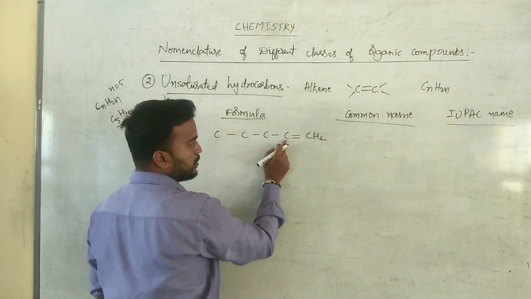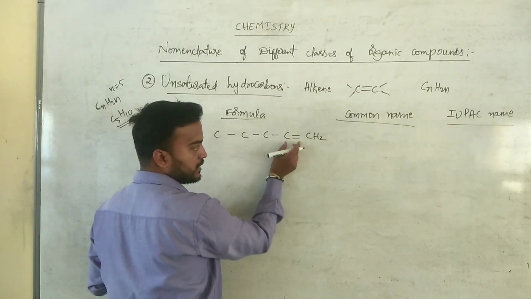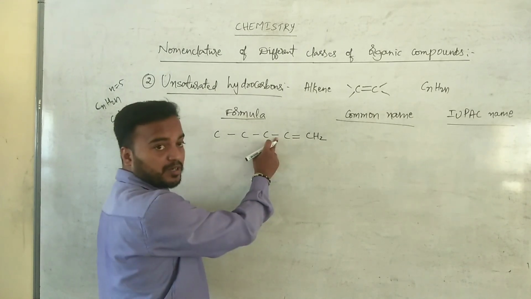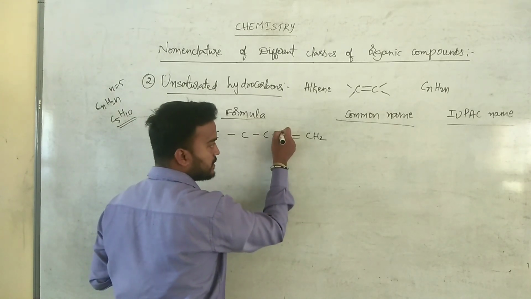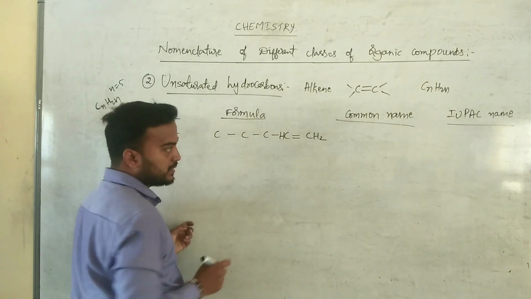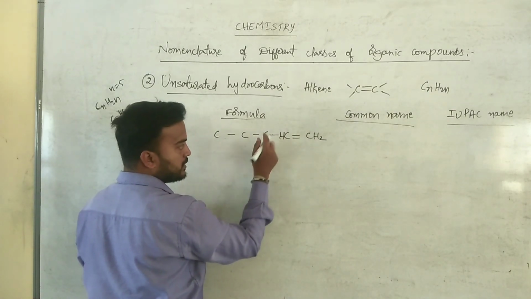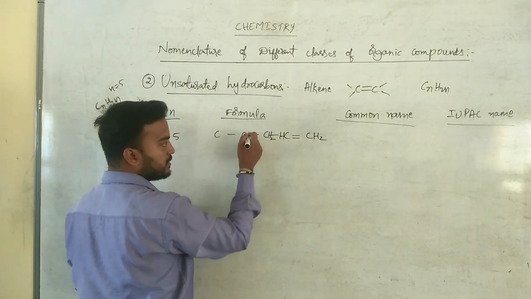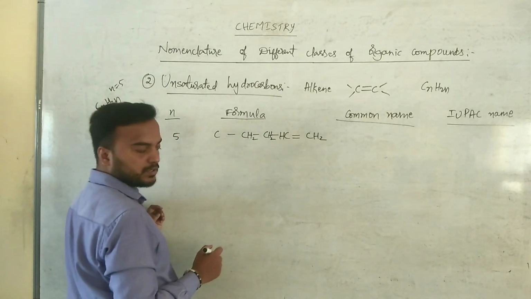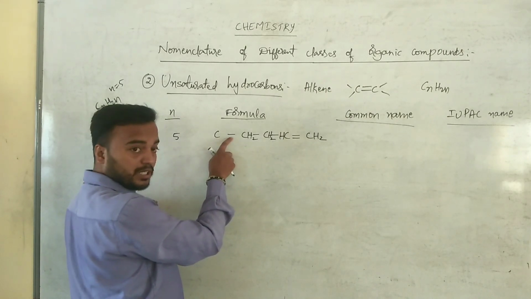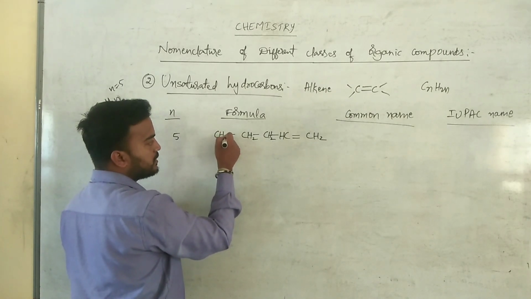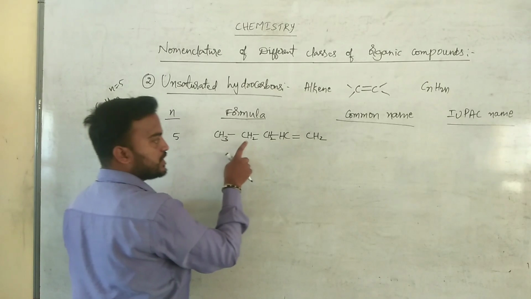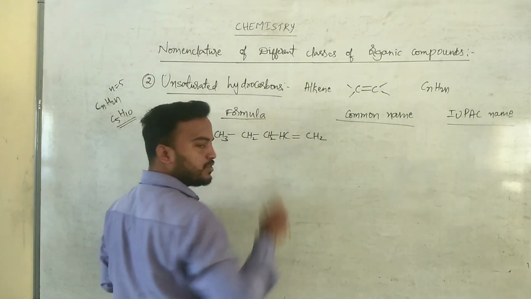Next, move on to this carbon. There is a double bond, so this carbon contains 2 plus 1, 3 bonds. So it requires only one hydrogen. Next, this carbon contains 2 bonds. It requires only 2 hydrogens. This carbon contains 2 bonds, hence it also requires only 2 hydrogens. But this carbon contains only 1 bond, so it requires 3 hydrogens. CH3, CH2, CH2, CH double bond, CH2.